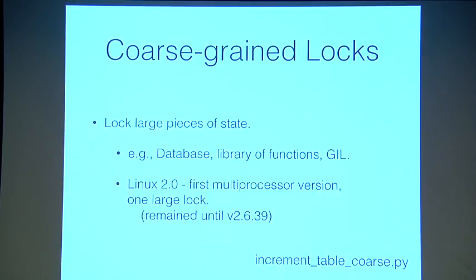Databases often do this, just lock the whole database while someone else is doing something, particularly if someone else is writing to it, only allow one writer in the database at a time. You might have a whole library that you just have one lock for, especially if you're not going to be in that library very often, it's fine. The GIL is an example of a coarse-grained lock, locks all of the Python interpreter. Linux 2.0 was the first multiprocessor version of Linux. I was there, I remember. Had one lock. The entire kernel could only run on one core at a time, and it was very slow.